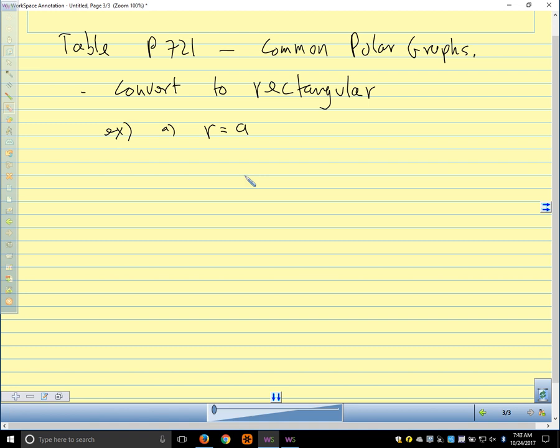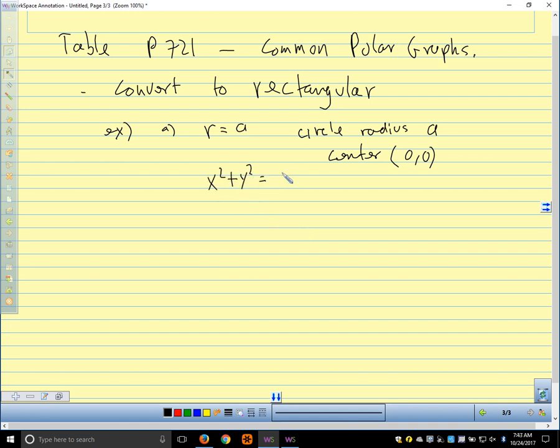First off, what is this thing? Circle, radius a, center 0, 0. So what would the equation of this be? x squared plus y squared equals a squared. If you didn't see that right away, you could square both sides of this: r squared equals a squared, and r squared is x squared plus y squared. But r equals a, something that should jump out: oh, that's a circle, radius a, center at 0, 0.